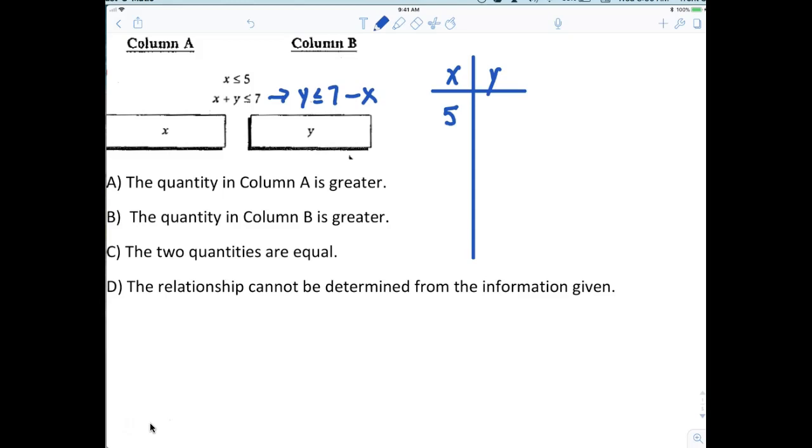I haven't done anything left yet except shown you this. So if I let x be 5, what would it end up being? 2, right? So y is less than or equal to what? 2. So do you agree it could be 2, 1, 0, negative 1? Do we agree with that? Now, x could also be what? 4, right? Does everybody agree with that? If x is 4, then y has to be what? 3, 2, 1, dot, dot, dot.